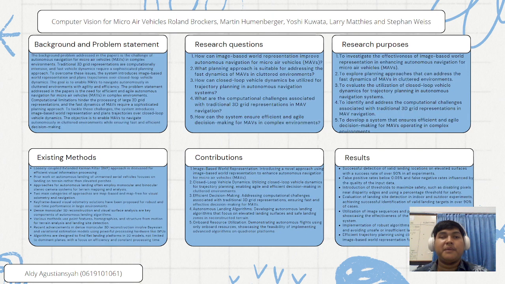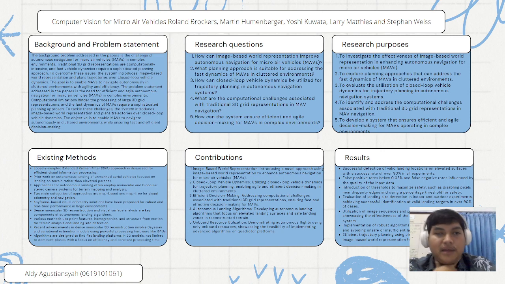We move on to the next paper. This paper is going to be the last one. So the last one, we're going back to computer vision again, after we discuss the ethical sense, from privacy and such. Computer vision for micro air vehicle: Roland Brockers, Martin Hammenberger, Yoshi Kuwata, Larry Mattis, and Stephen Weiss.